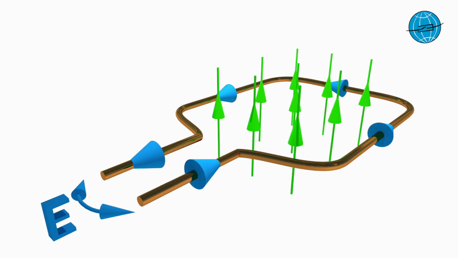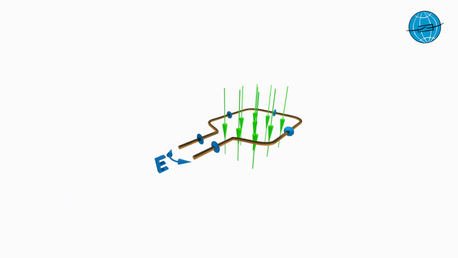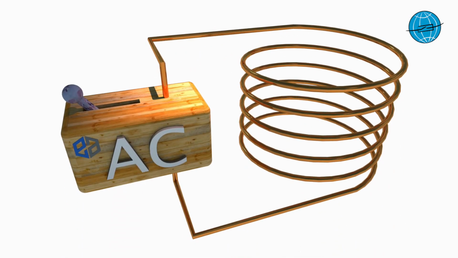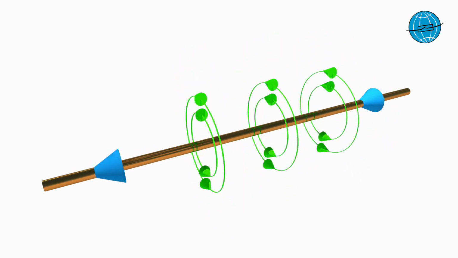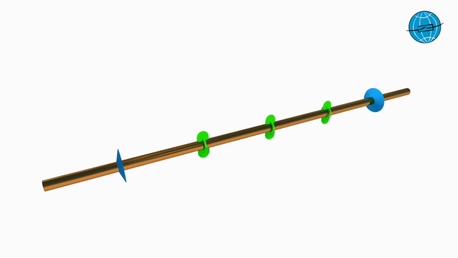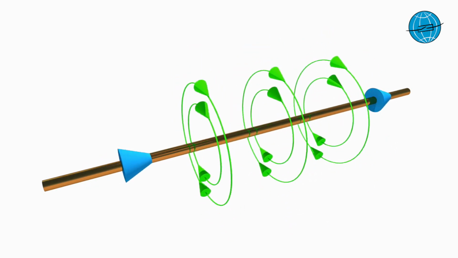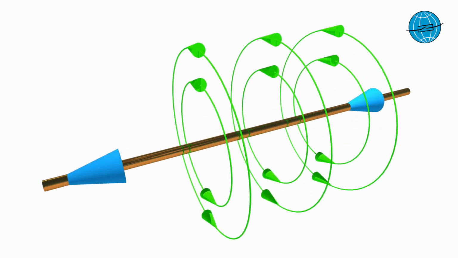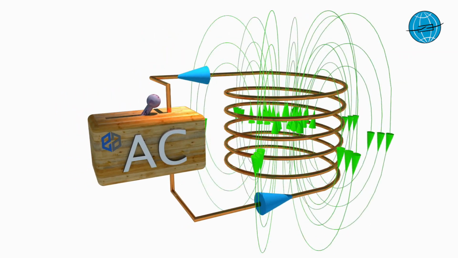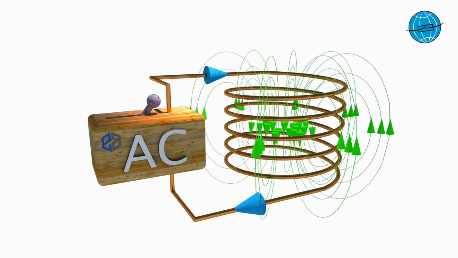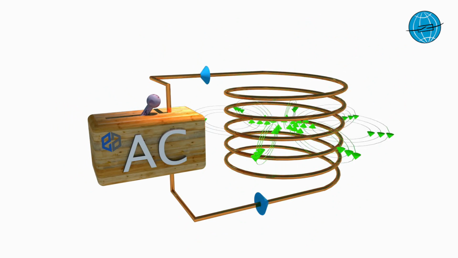Such a constantly changing alternating field can be easily generated using a coil by applying an AC voltage to the coil. The alternating current flowing through the conductor now generates a radial magnetic field along the conductor. The resulting magnetic field of a coil then looks like this. Due to the steady changing direction of the current, the magnetic field of the coil also changes its direction.